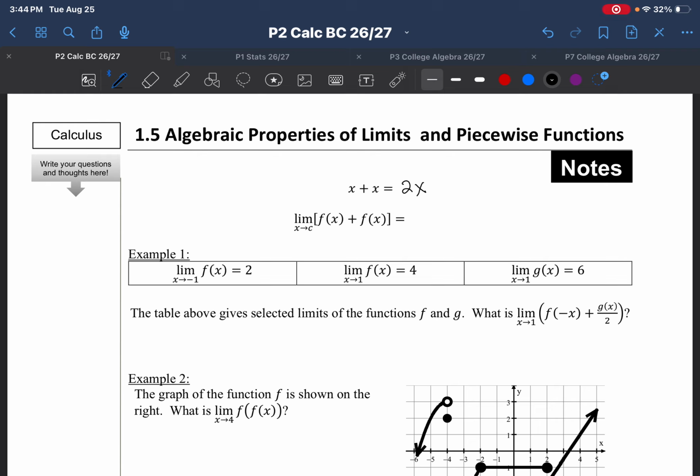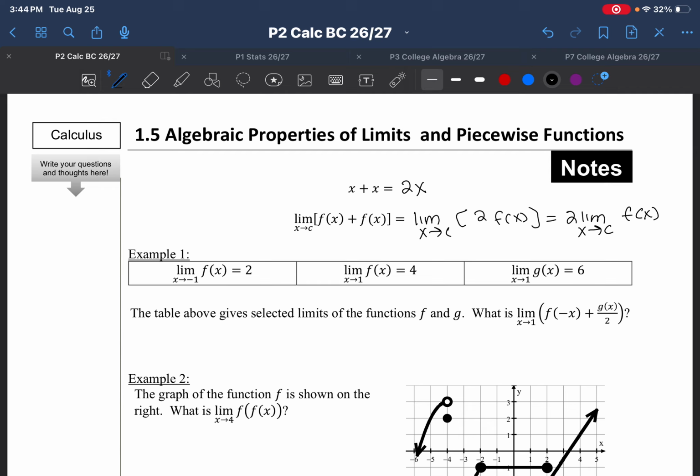Okay, well, what if we had the limit as x approaches c of f of x plus f of x? Well, f of x plus f of x is just 2f of x, so this is the limit as x approaches c of 2f of x. Anytime we have a constant or a coefficient inside of our limit, we can simply take it out. So this is the same as saying 2 times the limit as x approaches c of f of x. Okay, so knowing that property, we're going to look at the example below.